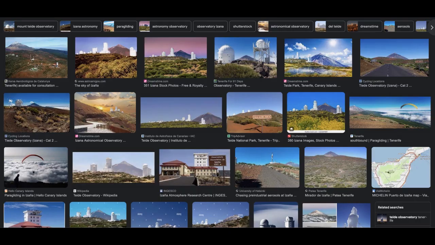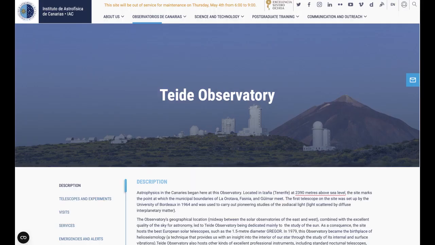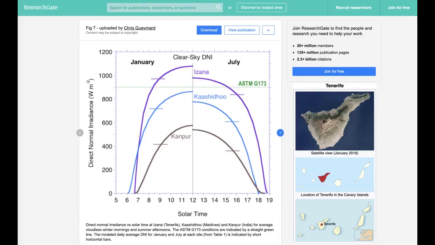I primarily focused on the data from Teide Observatory in the Canaries. Very beautiful place. This observatory is located at about 2,300 meters above sea level. And if you don't know where the Canaries are, they're off the western coast of Africa. So let's have a closer look at the data.